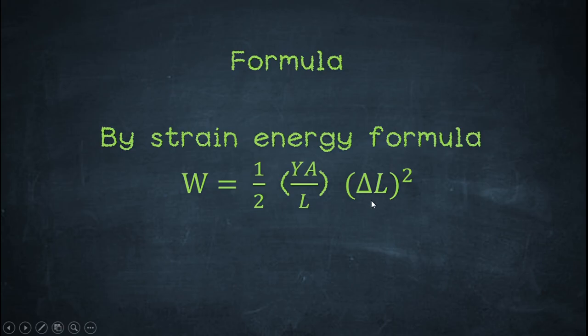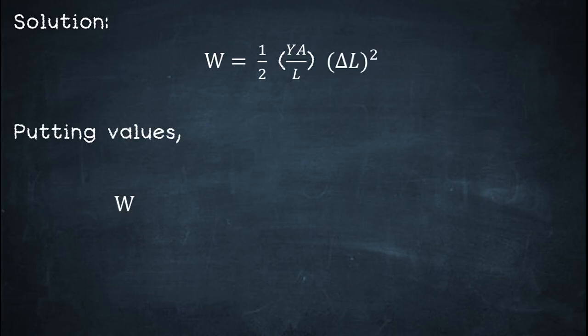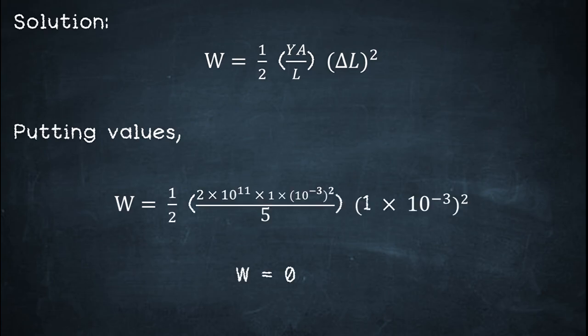As all the values have been provided to us in the question, we have to insert the values of Y, L, A, and del L. We will obtain the amount of work which will produce a stretch of 1 millimeter in the wire. That work will be 0.02 joules.